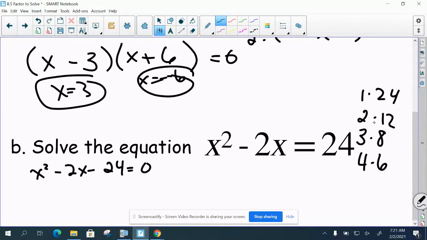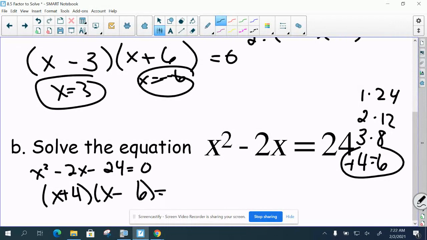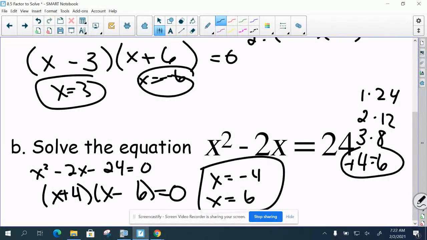So which one of these factors would combine to be negative 2? The 4 and the 6. Now, since you want your 2 to be negative, you're going to want the larger factor to be negative, so that would be positive 4 and negative 6. So we'll have x plus 4 times x minus 6 equals 0, and that would give us x equals negative 4 and x equals 6 as solutions.